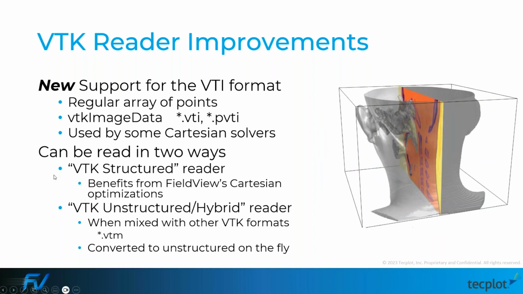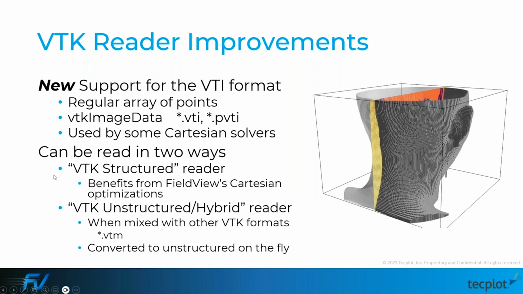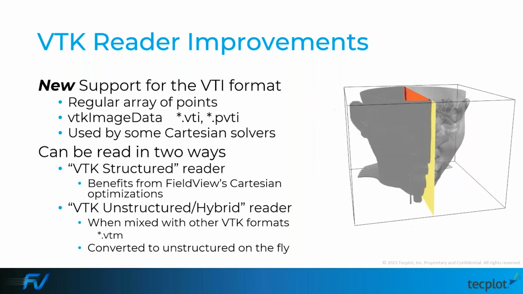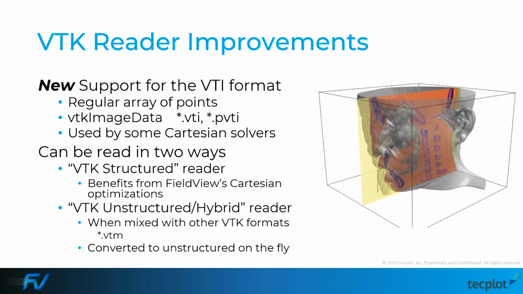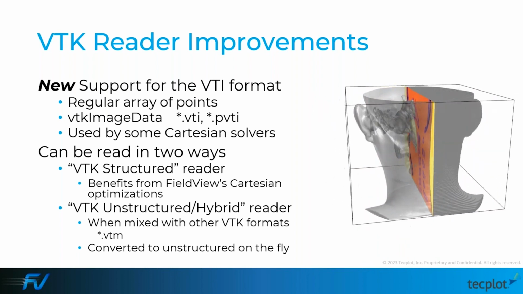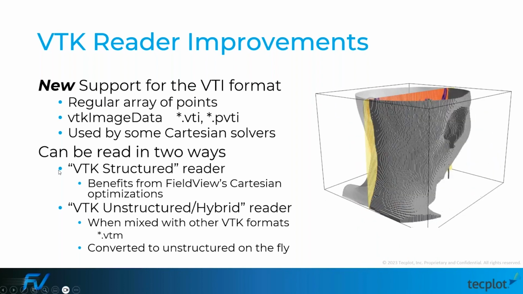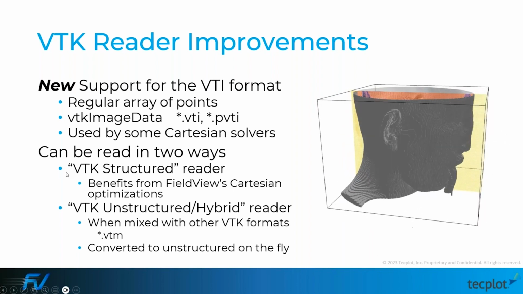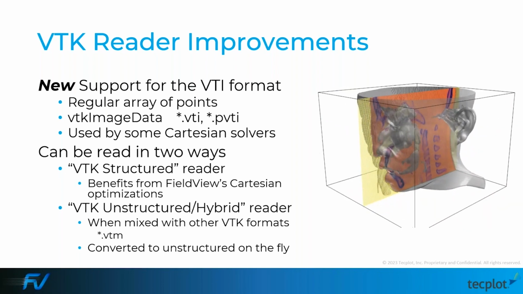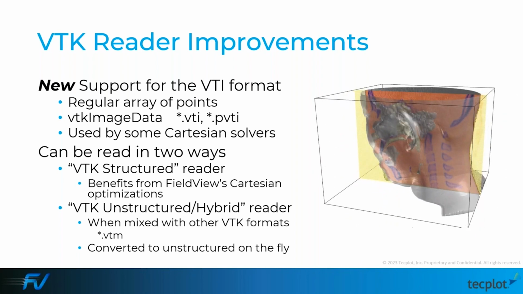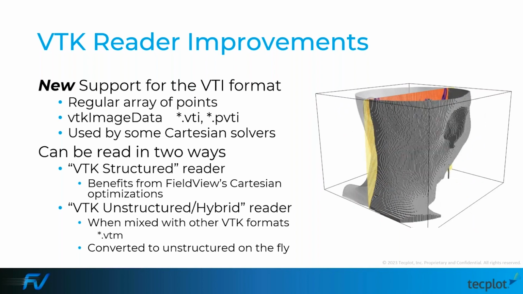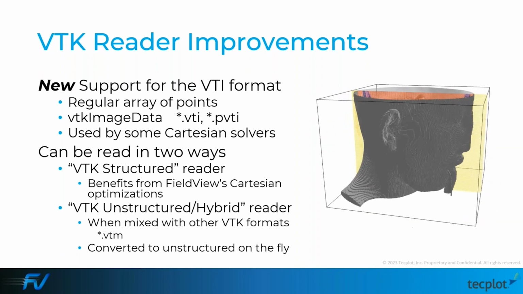You may not know it, but FieldView has 2 VTK readers. But under the hood, that's just to match the fact that FieldView can work with structured data or unstructured data. Under the hood, we read many of the VTK formats. So if you read that VTI file with a VTK structured reader, FieldView is going to preserve the Cartesian nature of the information and use all of the internal optimizations in FieldView for being fast and memory efficient at working with this Cartesian data.